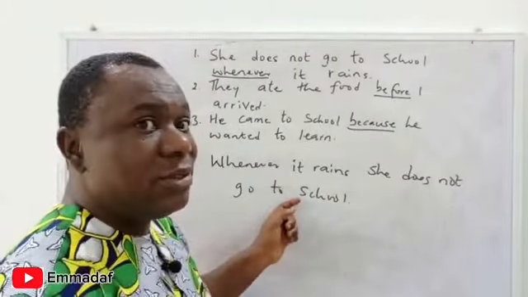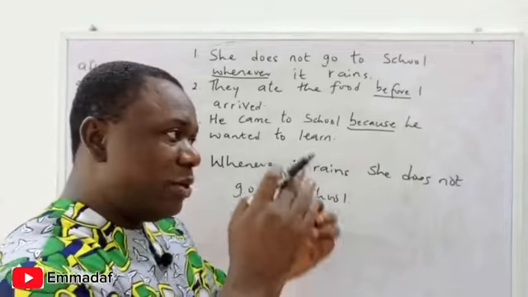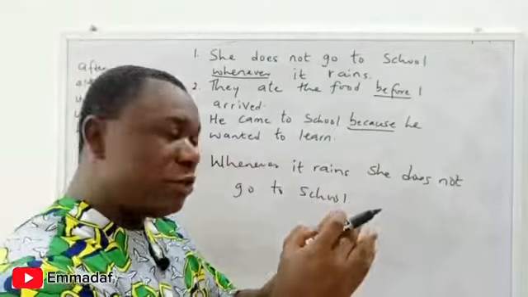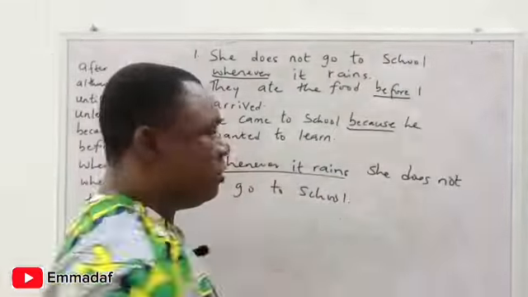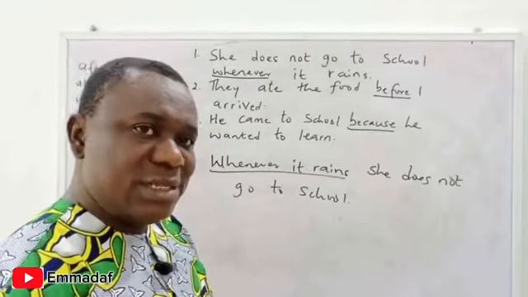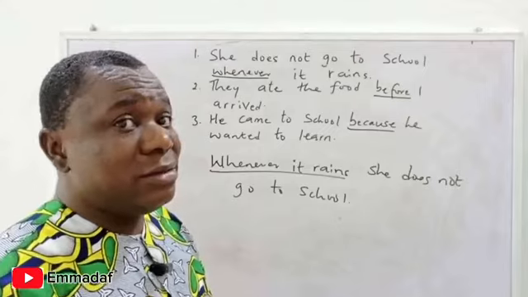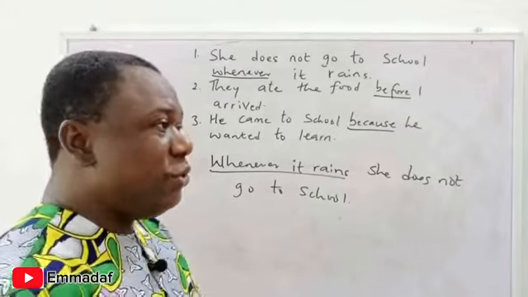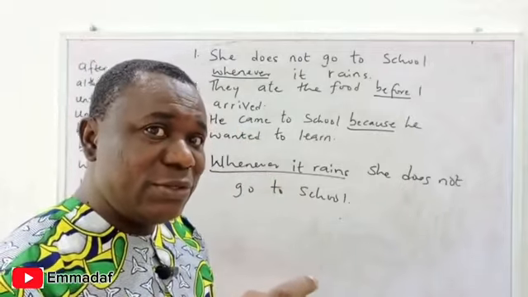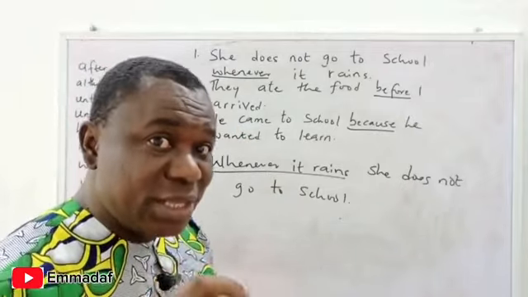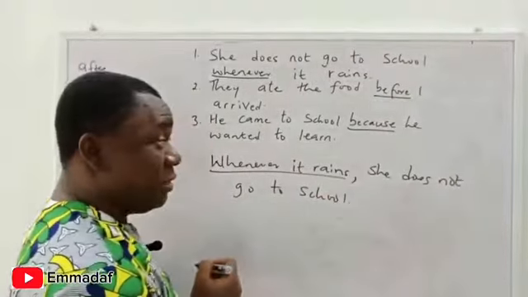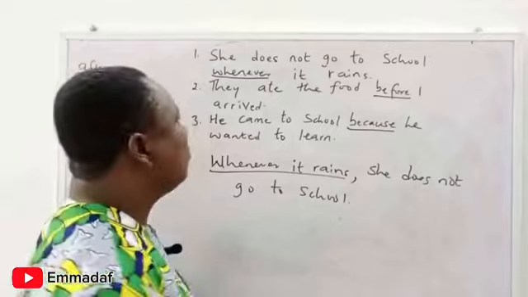In this sentence, we have inverted the order. We have brought the subordinate clause first, whenever it rains, and the main clause follows. This is perfect. This is acceptable. However, when you do this, you must separate the subordinate clause from the main clause with a comma. So, whenever it rains, comma, she does not go to school.